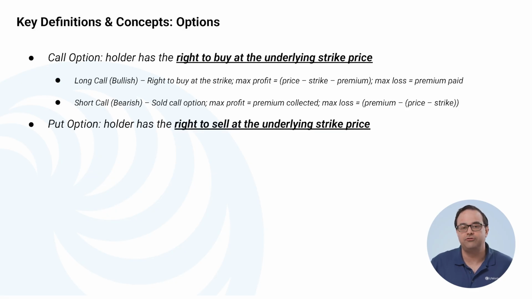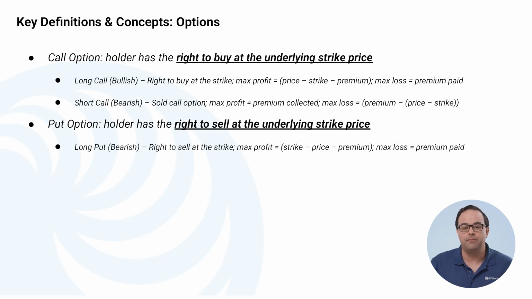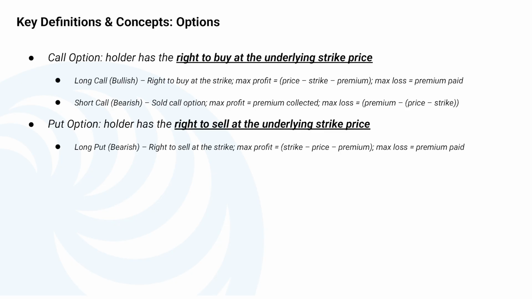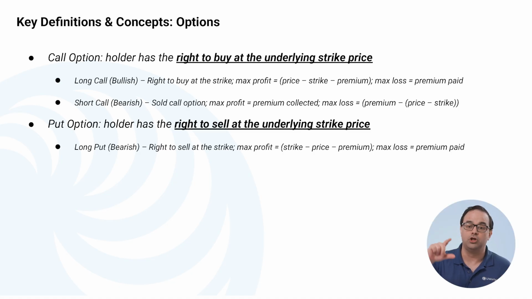A put option is the right to sell at an underlying strike price. For holders that are long a put, their max profit is the strike price of the asset less the price of the security, less the premium. So for a stock, for example, you would look at the stock's price. If it is below that of the strike, you would have a positive profit net of the premium paid. The max loss, same thing as for a call: the max loss for any long option holder is going to be the premium that they paid.